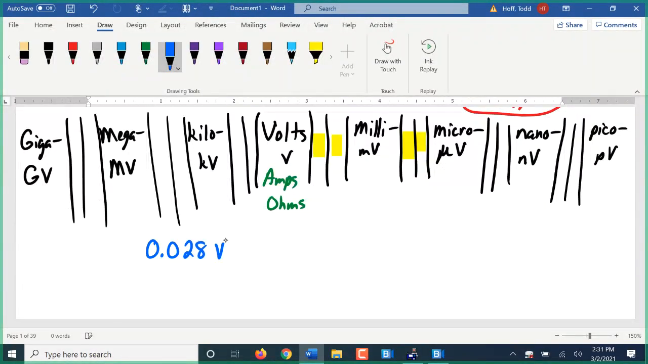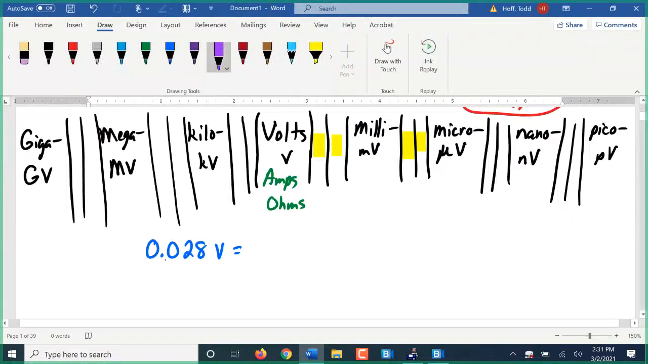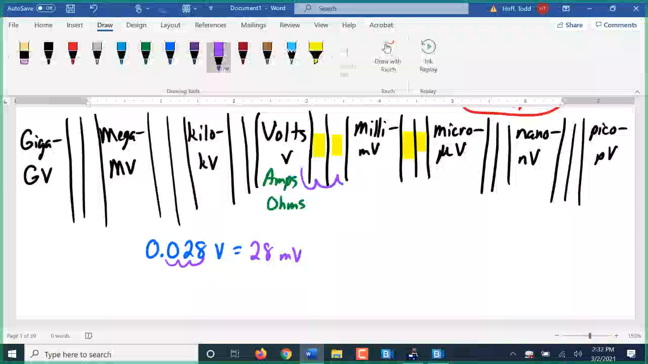But if I have 0.028 volts, I don't like leaving it like that. When we're dealing with electrical values, we don't like having things that are smaller than 1 or bigger than 1,000. 0.028 volts would be better expressed by moving my decimal point over. I have to move it 3 spots. Remember, for our engineering notation, you have to move the decimal point 3 spots at a time. So I make it 28 millivolts. To get from volts to millivolts, it's actually 3 spots to the right.